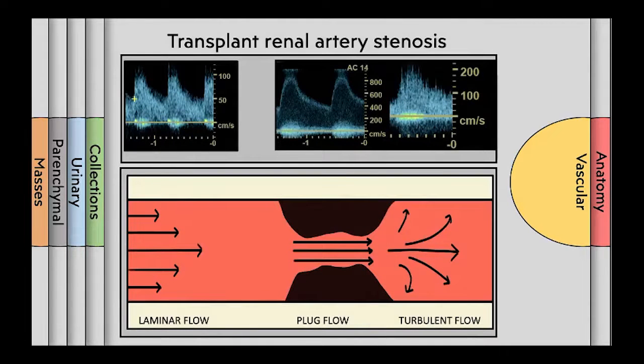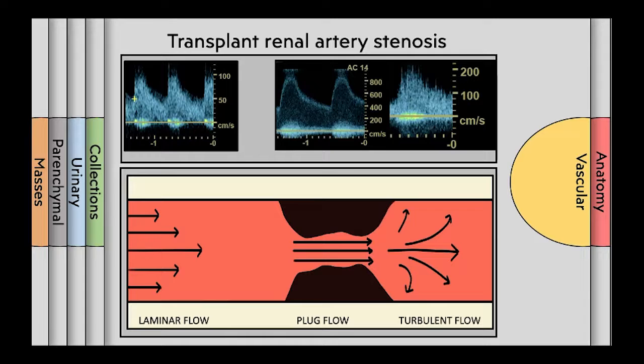Transplant renal artery stenosis is the most common vascular complication, occurring in about 10% of cases. Most happen within the first 3 to 6 months. Clinical presentation is variable and includes hypertension, increased serum creatinine, generalized edema, and pulmonary edema. If unrecognized, prolonged ischemia can lead to fibrosis and poor graft survival.